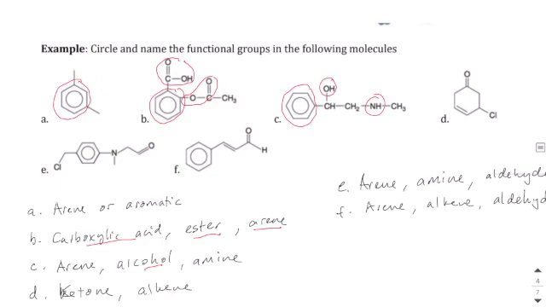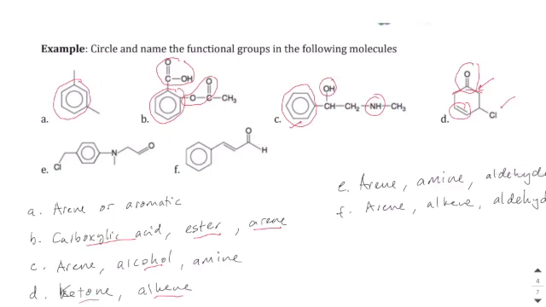And then for the D, we have our ring, but the ring here is not your benzene ring, which has a circle in the middle. So you don't want to say arene there. But you do have a double bond between carbon and carbon, so that corresponds to an alkene. You also have a C double bond O that goes to 2 other chains, so that's your ketone functional group, and that's pretty much it.